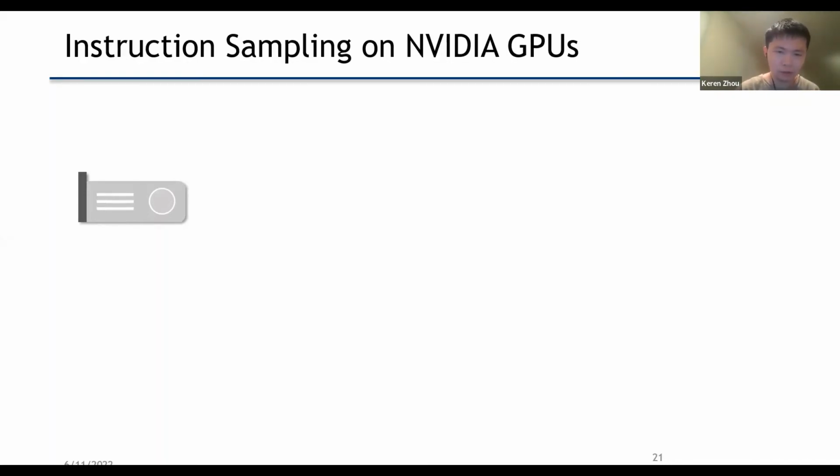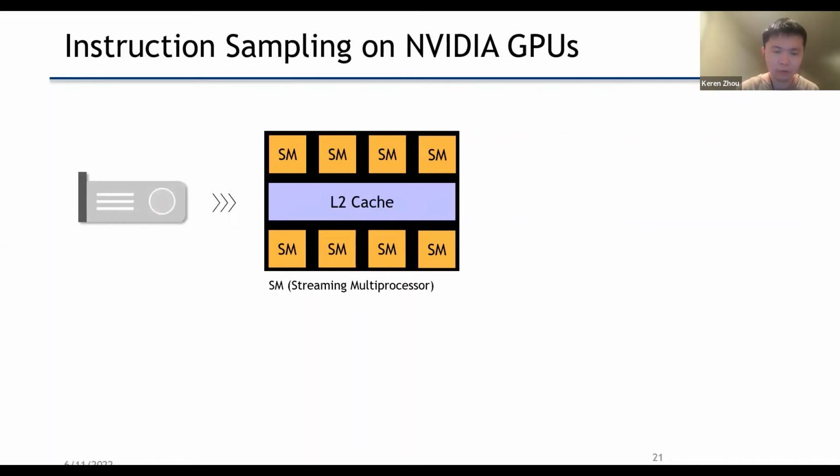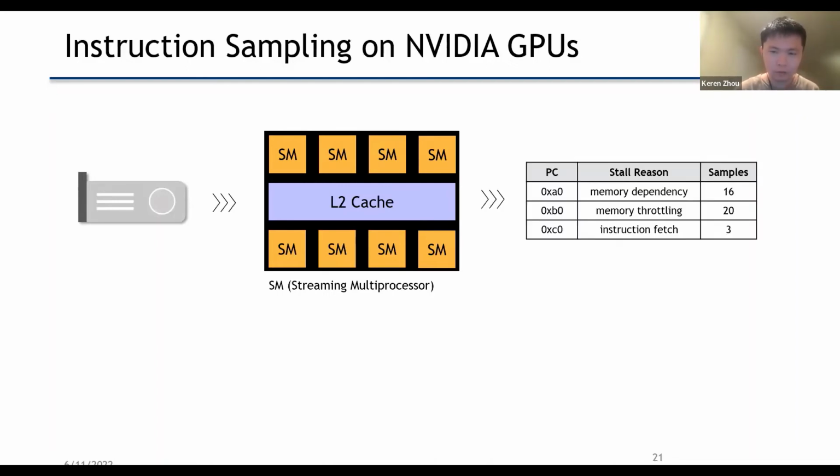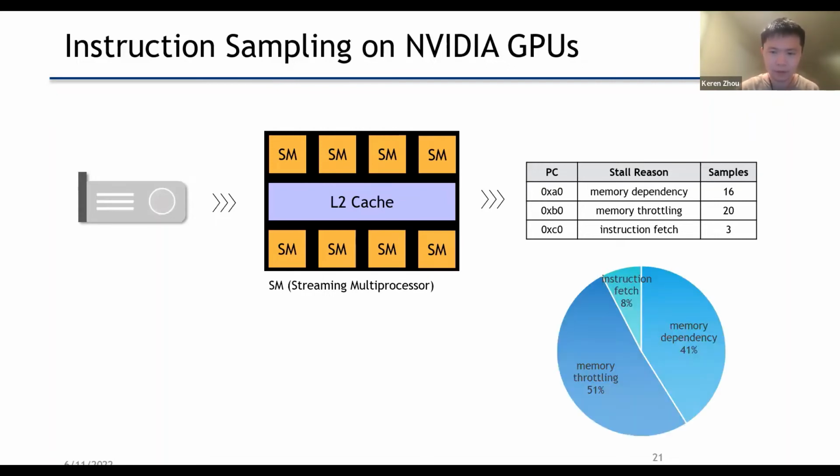On a GPU, instruction sampling is performed on each streaming multiprocessor individually. After the execution of a kernel is done, the monitoring runtime will collect the instruction samples from all the streaming multiprocessors and aggregate them into a table, which has each sample's PC, stall reason, and number of samples. Then we can use this table to summarize the main stall reason for each GPU kernel. However, it is noteworthy that by default, instruction samples are not correlated with GPU kernels.